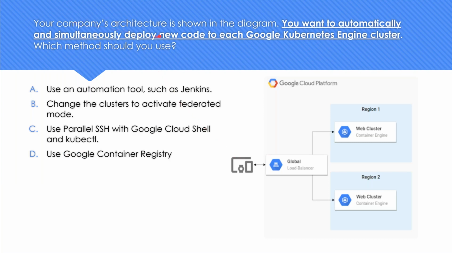Your company's architecture is shown in the diagram. You want to automatically and simultaneously deploy any new code to each Kubernetes cluster. There are two Kubernetes clusters, one in region 1, one in region 2. You want to deploy to both of them simultaneously. What option could you use for code deployment? What would you use?